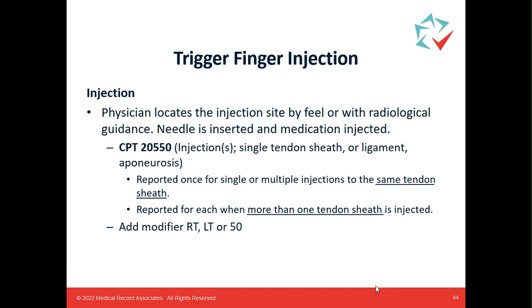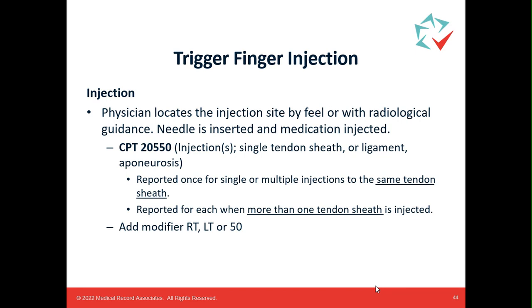For this, we have CPT 20550, which is injection(s), single tendon sheath or ligament. For this reporting, you will report once for a single or multiple injections to the same tendon sheath, because we have that injection(s) apostrophe S. If we're in the same site and your provider's doing multiple injections, we'll just code the code once. If he's just doing one injection, we'll just code the code once.